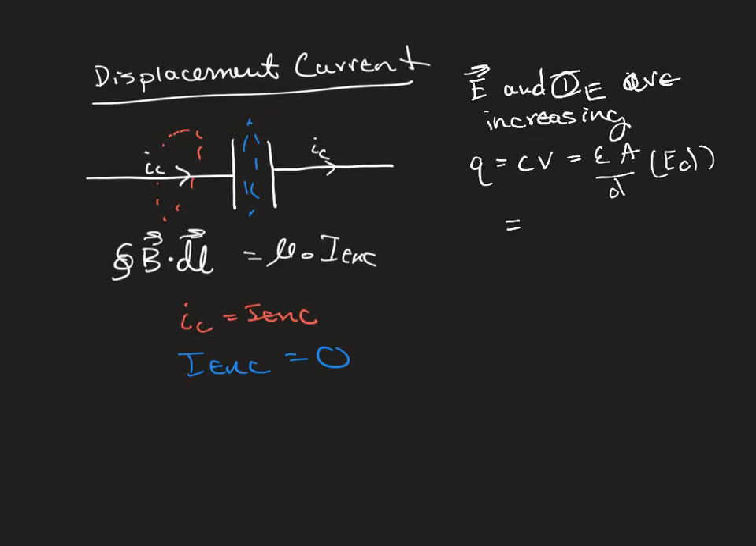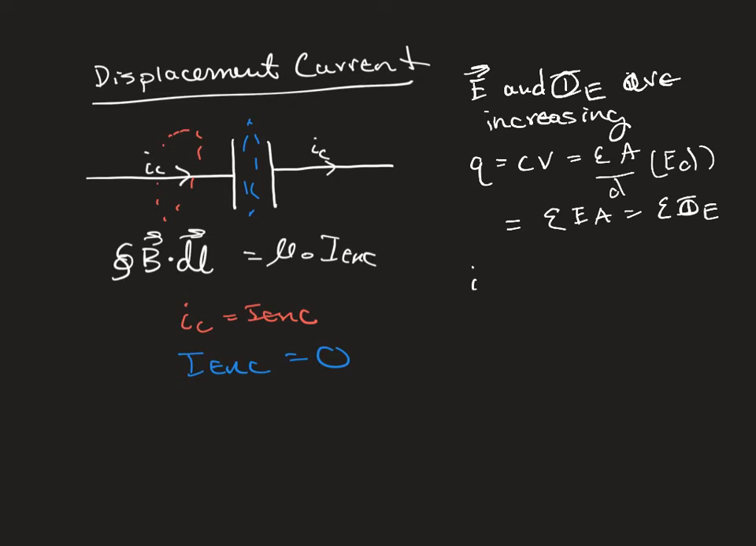And that reduces down to the electric constant, but it's the electric constant that we used for dielectrics, times the electric field times the area. So this is essentially the electric constant, but the one for the dielectric, which includes the dielectric constant, times the electric flux.